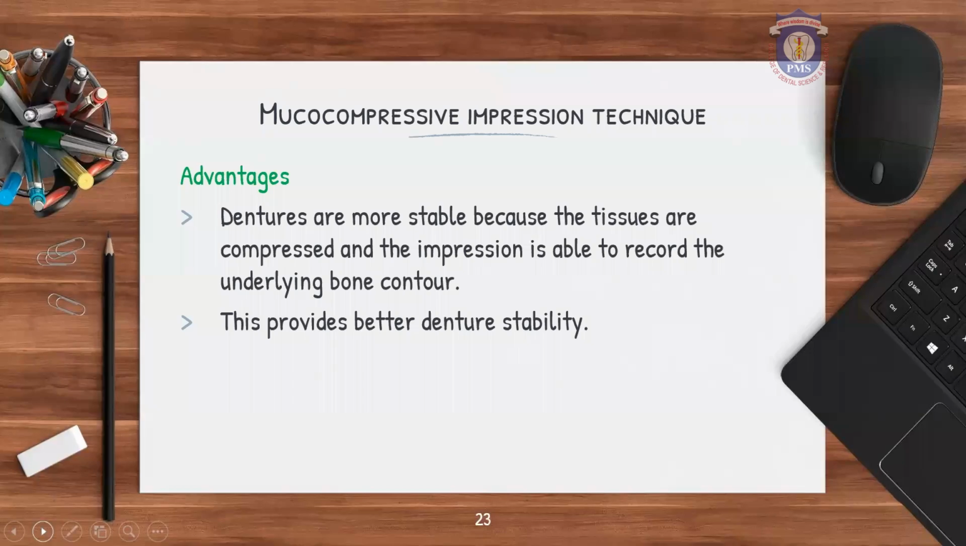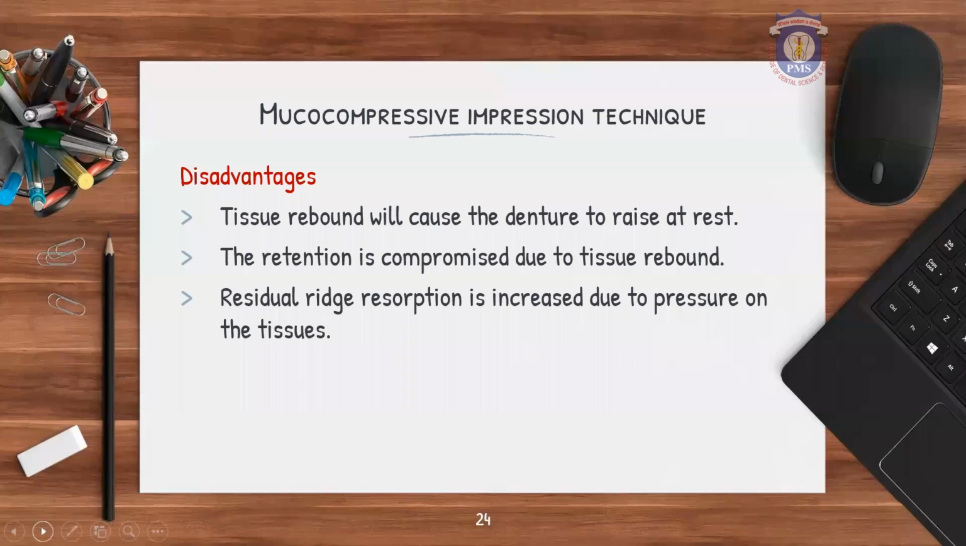The advantages of mucocompressive impression techniques are dentures are more stable because the tissues are compressed and the impression is able to record underlying bone contour. So this provides better denture stability. The disadvantages are tissue rebound will cause the denture to raise at rest. The retention is compromised due to tissue rebound.